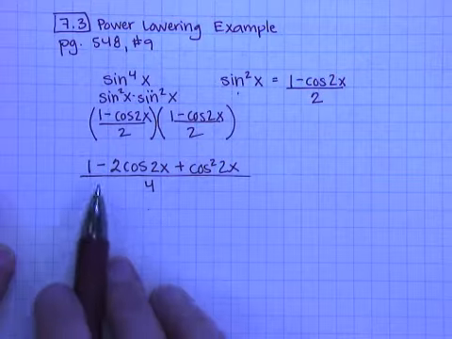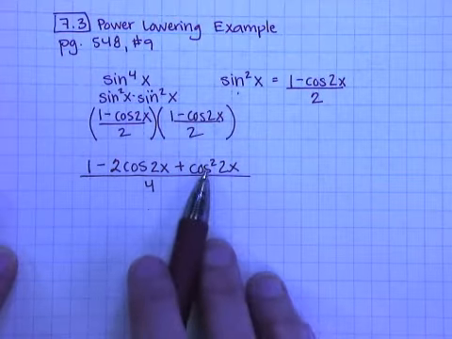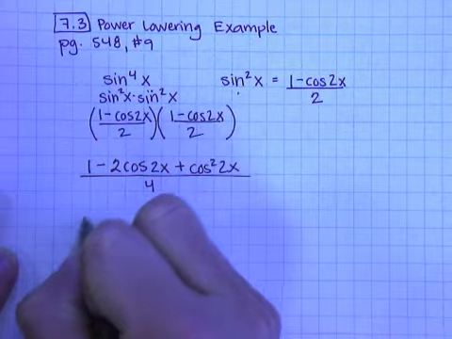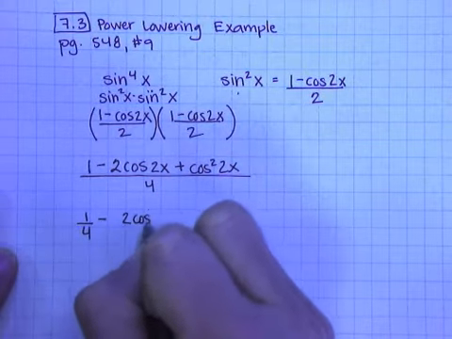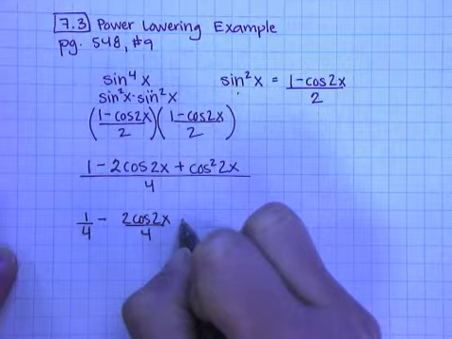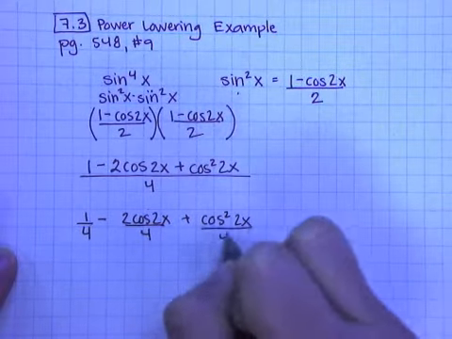Now in your textbook, they talk about breaking these fractions up so that you can deal with this cosine squared all by itself. So I'm going to do that. I'm going to break this up as 1/4 minus 2 cosine 2x over 4 plus cosine squared 2x over 4.